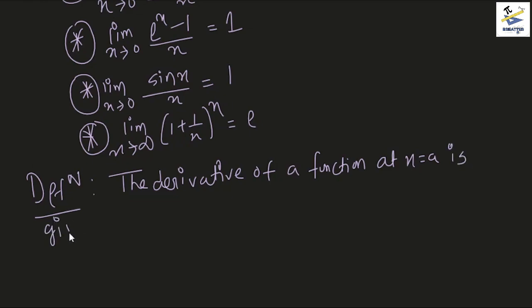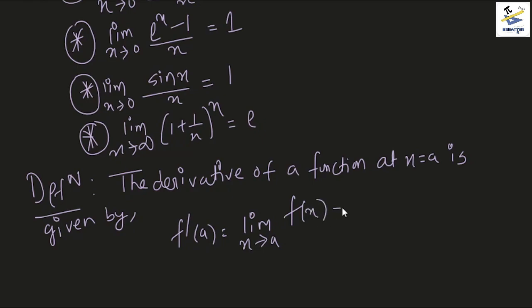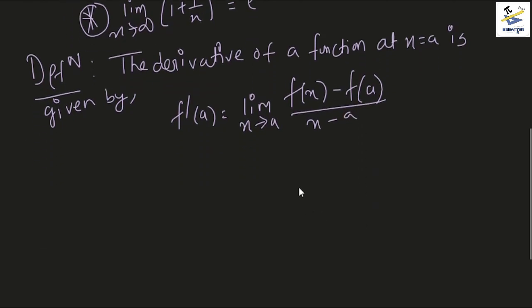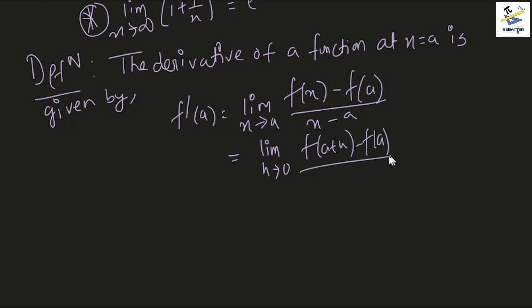So the derivative of a function at x equals a is given by f dashed a equals, there are two definitions, I'm going to write both of them. The limit as x tends to a of (f(x) minus f(a)) divided by (x minus a). This is in turn equal to the limit as h tends to 0 of (f(a plus h) minus f(a)) by h.